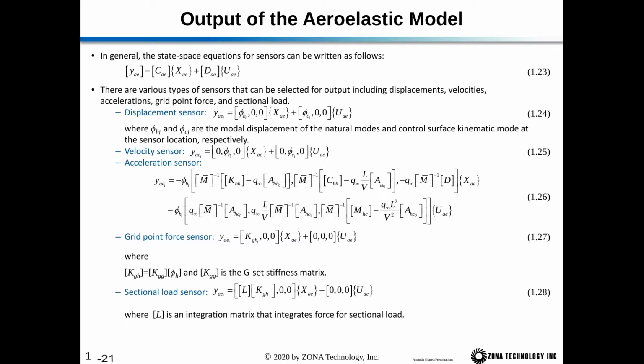So the YAE is just phi h times XAE plus phi c times UAE, where the phi h and phi c are the modal displacement of the natural modes and control surface kinematic modes at that particular sensor location, respectively. And those are just multiplied by xc and delta.